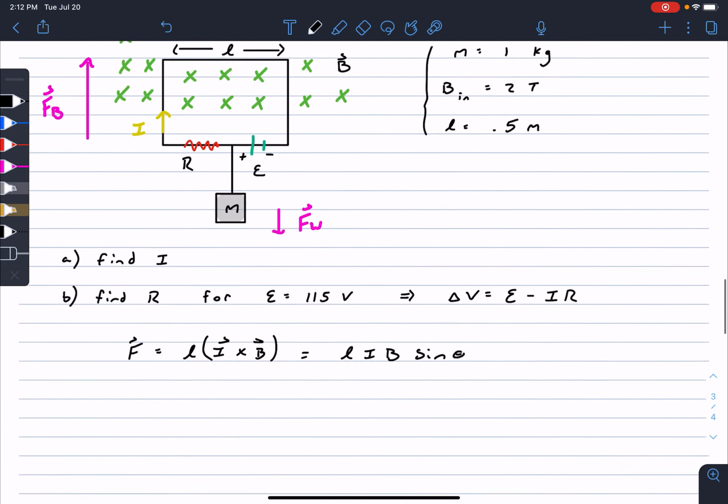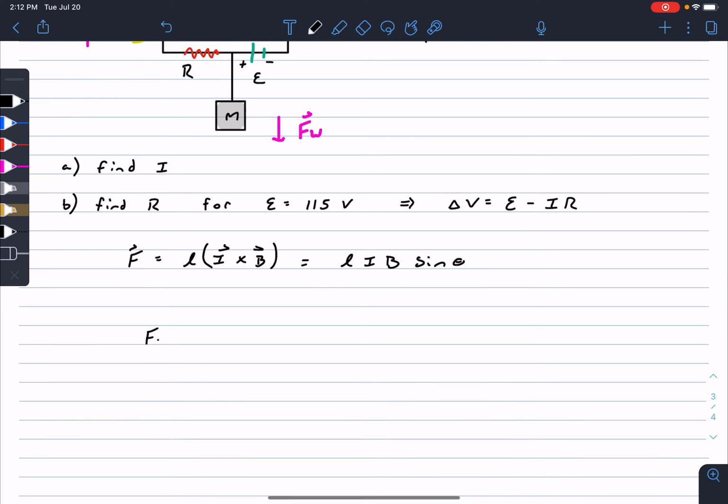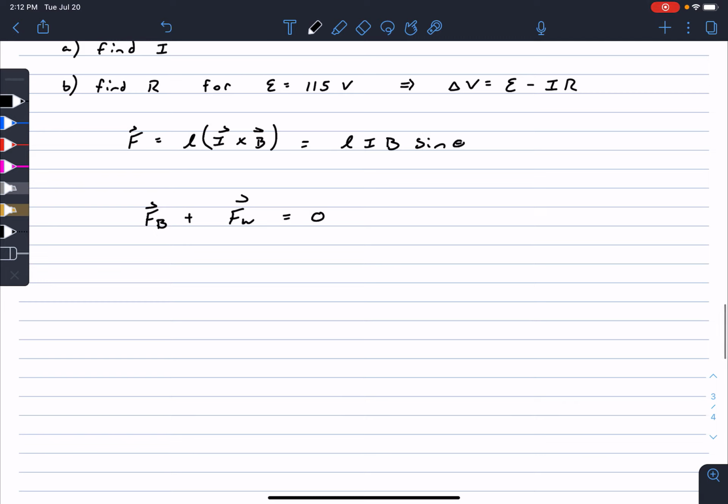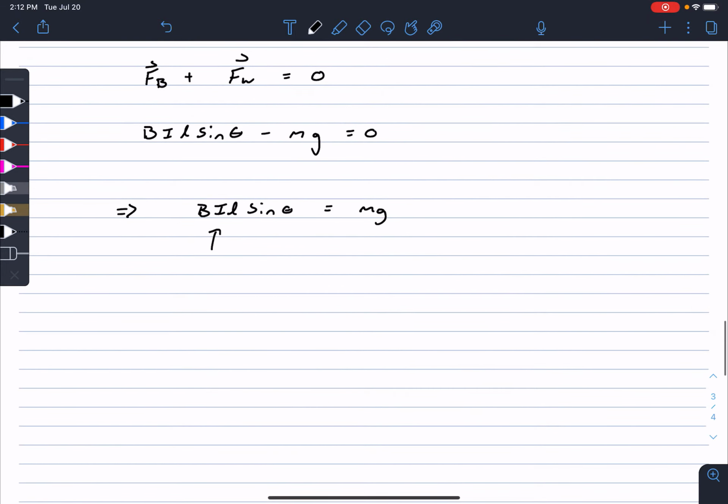So all this really means is that we have an equilibrium. This is our magnetic force plus a weight force is equal to 0. Nothing is happening because we're just suspended in air, right? Okay, so now we have BIL sine theta minus mg is equal to 0. So now we have BIL sine theta equals mg. And we are trying to find the current. Well, guess what? We can solve for the current because that's what we have.